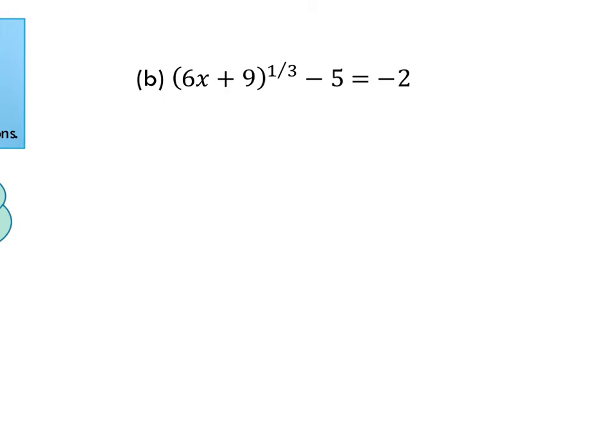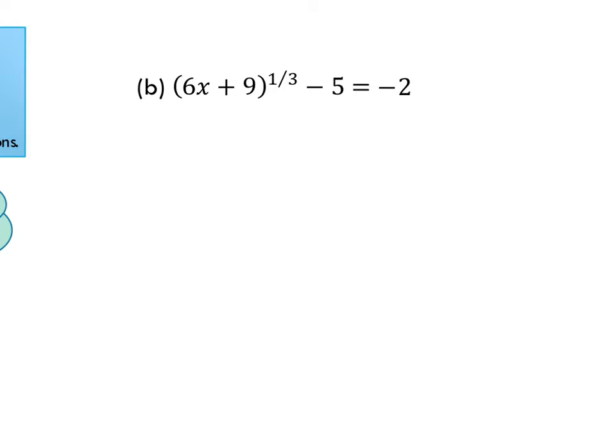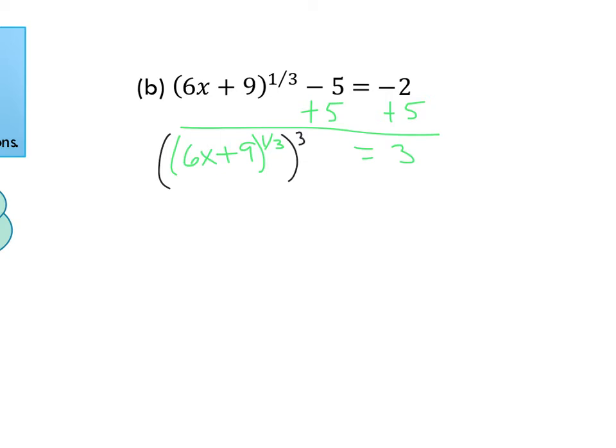We're going to follow the same types of steps for letter B. So the first thing we're going to do is isolate the power. So we're going to actually add 5 to both sides. Okay, so we'll have 6x plus 9 to the 1/3 equals 3. And then the reciprocal power of 1/3 is just 3. So we're going to cube both sides. We know 1/3 of 3 is 1, so we'll have 6x plus 9. And we don't have any roots this time, so 3 cubed is just 27.